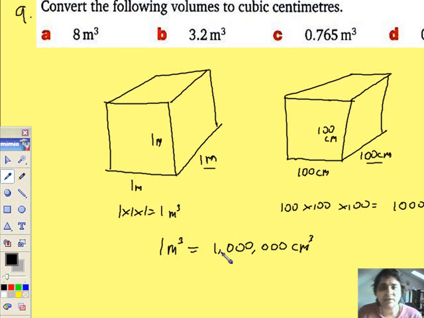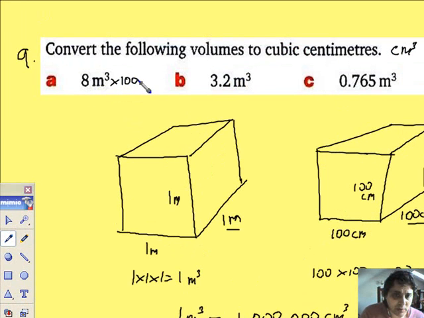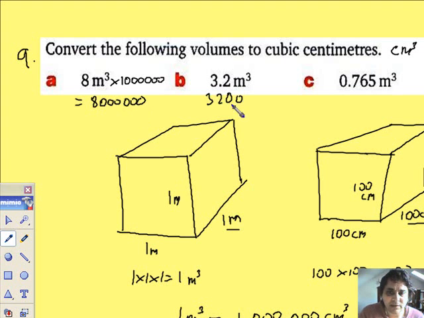is 100 centimetres. So how do I change metres cubed into cubic centimetres or centimetres cubed? Simple, you multiply the metres cubed by 1,000,000. So if I multiply this by 1,000,000, 1, 2, 3, 4, 5, 6, I'm going to get 8,000,000. What about the 3.2? I'm going to get 3.2 million. So 3,200,000. Look, bam, bam. See, 3,200,000 is 3.2 million.